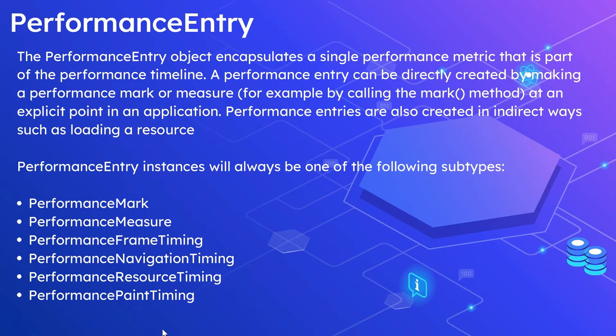The next one is performance entry. This represents a single performance metric that is part of the performance timeline. Performance entry can be directly created by making a performance mark or measure at an explicit point in an application, or the performance entry is created in indirect ways such as loading a resource. Performance entry instances will always be one of the following subtypes: performance mark, performance measure, performance frame timing, performance navigation timing, performance resource timing, or performance paint timing.